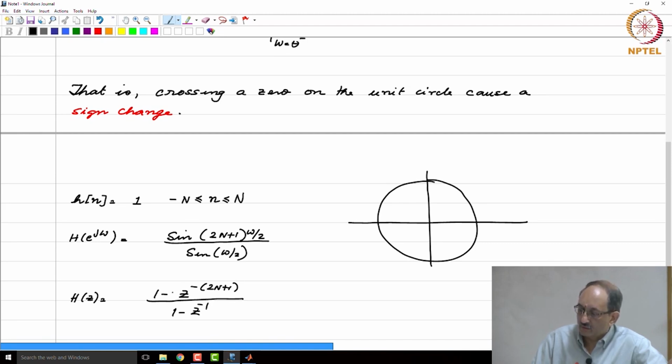Therefore, this has roots equally spaced on the unit circle for the numerator, the zeros, and it has one non-trivial pole at z equal to 1, which we have seen before gets cancelled. Therefore, as a simple example, this could be the pole zero plot for a certain value of N.